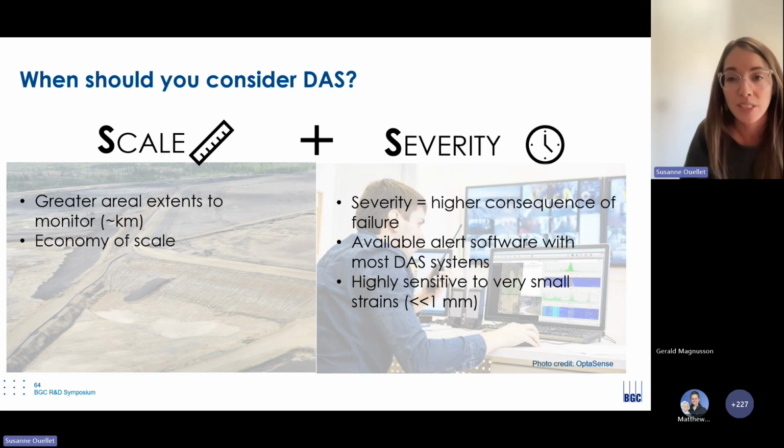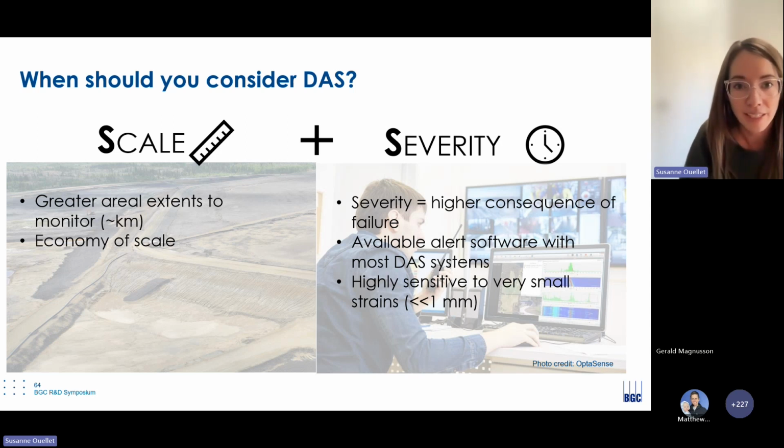If you're interested in obtaining these quantitative strain values, similar to the ones that we showed in this study. And the cable itself, if you're using just a standard telecoms fiber, is going to cost around $3 a meter or so. So with this in mind, there is an economy of scale: the greater the area that you have to monitor, the more cost-effective DAS will become.